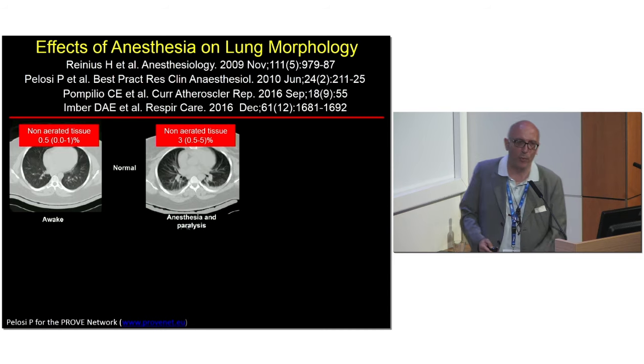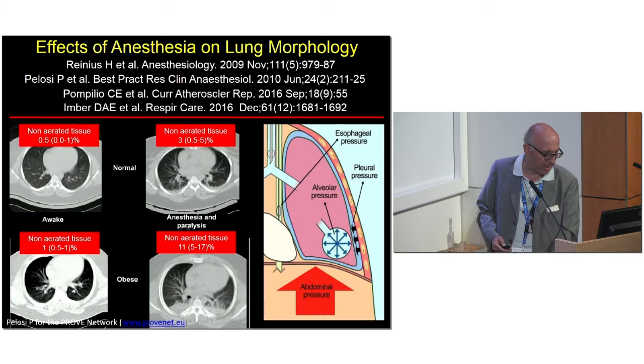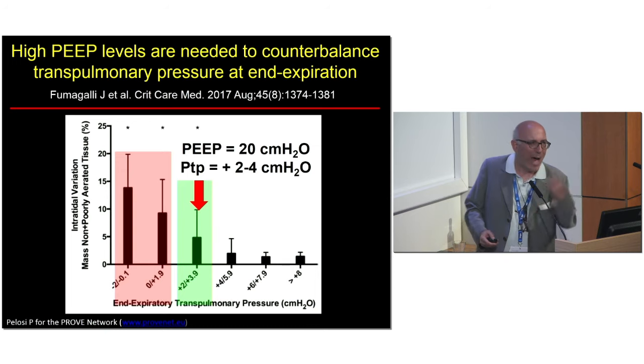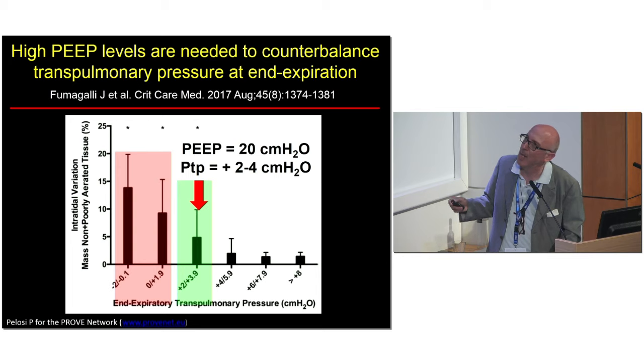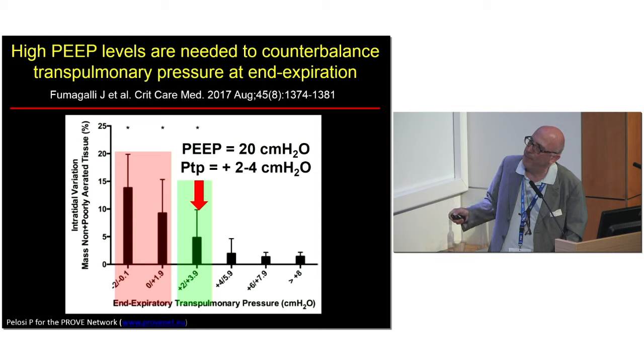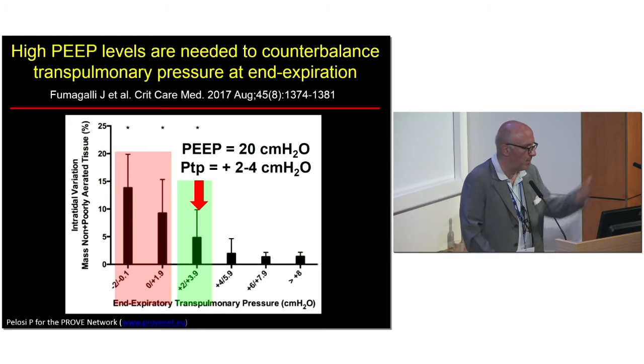Okay, just a few cases in patients. Why we should not rely too much on this. This is in obese patients. An American group from Boston looked at the obese patients, and you see what they found: in order to achieve a positive transpulmonary pressure at end expiration, to avoid atelectasis, in obese patients undergoing surgery, PEEP needs to be applied, PEEP of 20, to have a positive transpulmonary pressure.